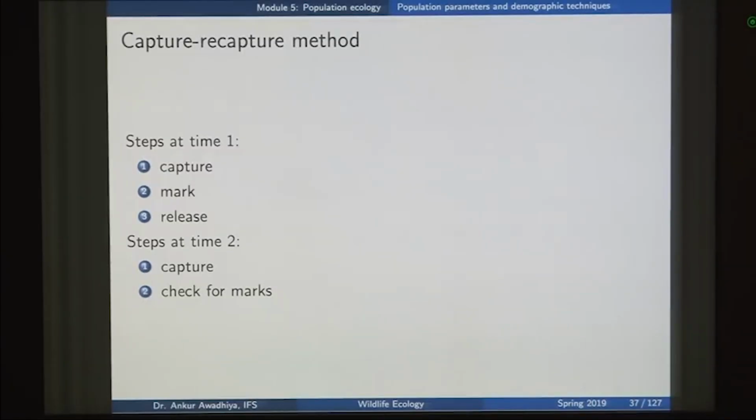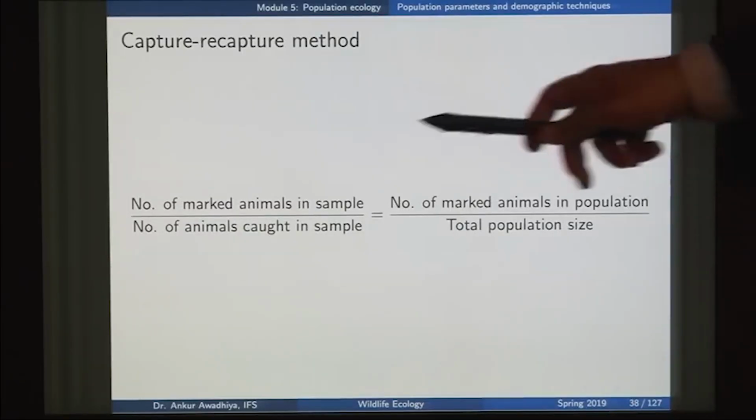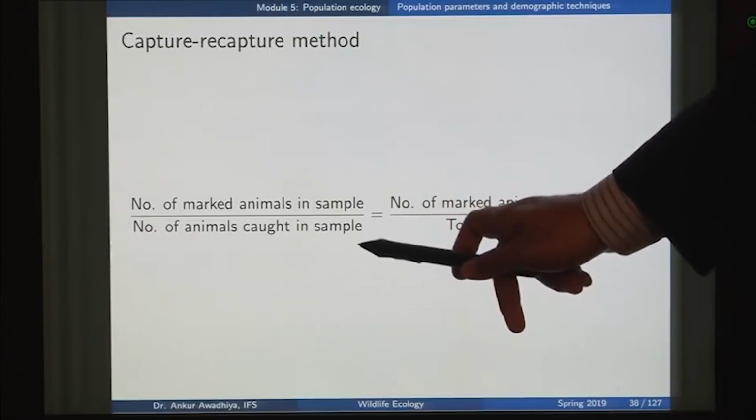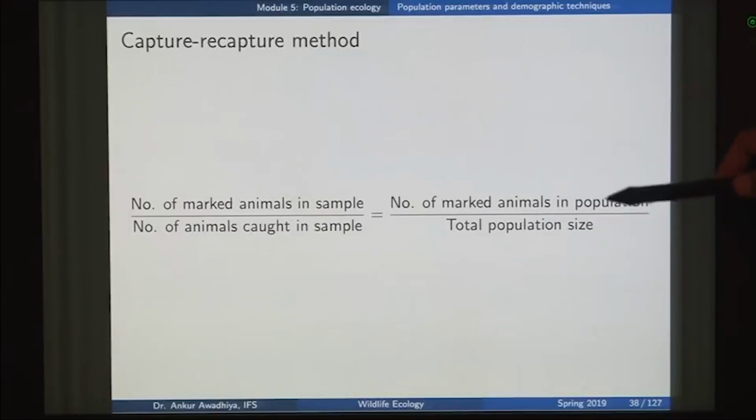So this is the experiment that you are doing, and then you come up with this formula: number of marked animals in the sample divided by number of animals caught in the sample is same as the number of marked animals in the population divided by the total population size. And by using this equation we can make an estimate of the number of animals that are there.